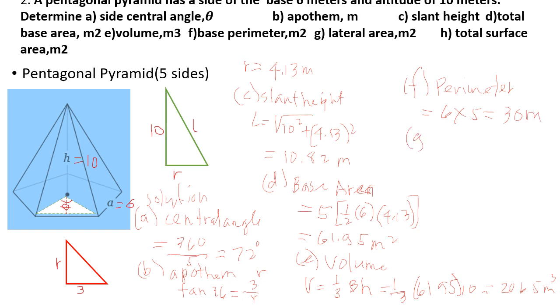G is the lateral area, equals 1/2 PL, 1/2 times 30 times 10.82, equivalent to 162.3 meter cube.